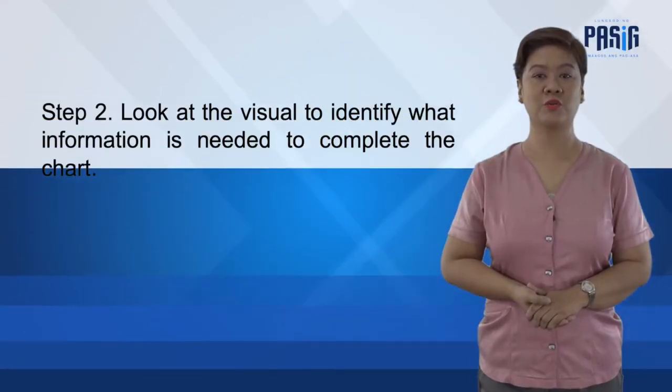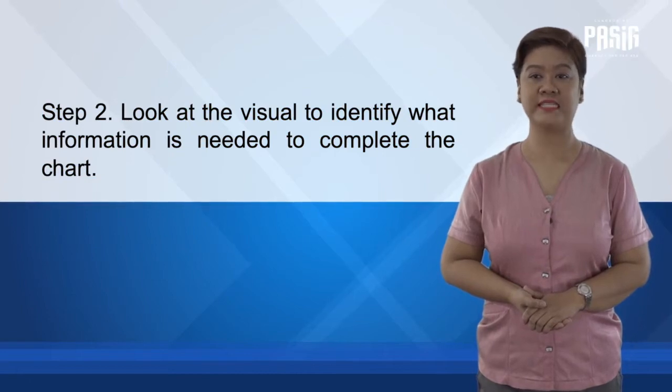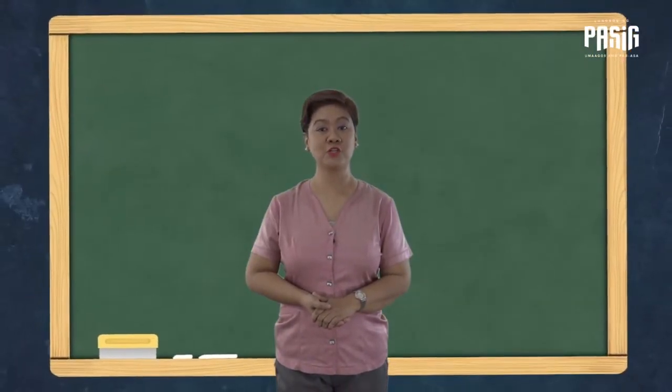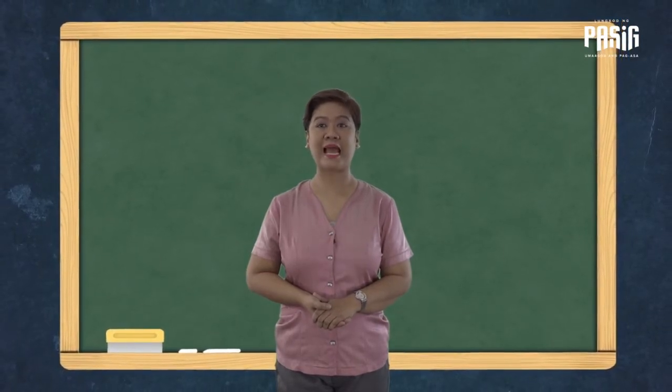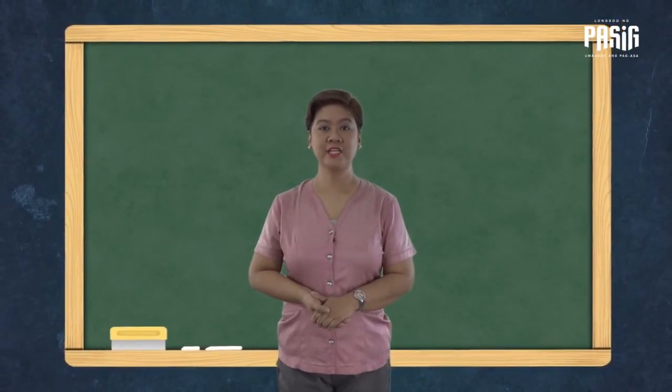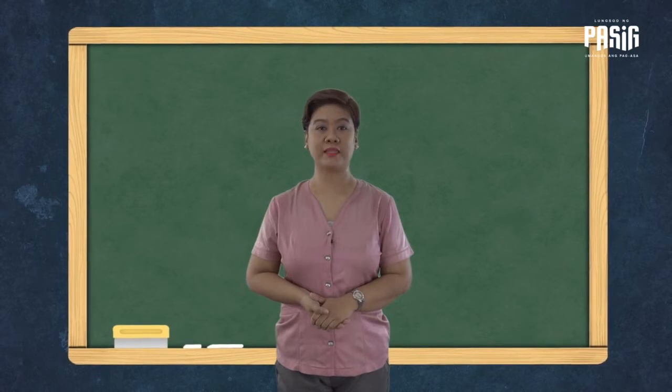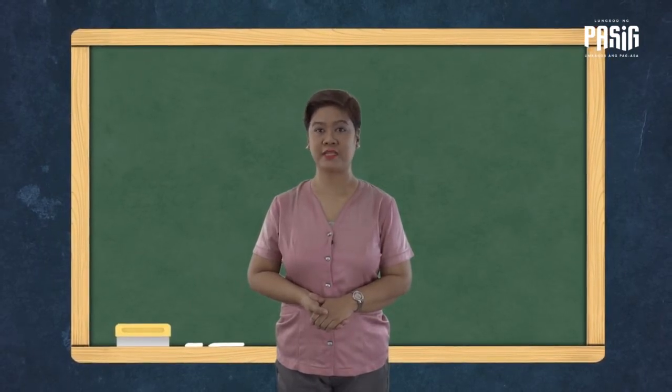Step 2. Look at the visual to identify what information is needed to complete the chart. Study the visual and make sure that you understand what is being asked. The labels provided in the visual will give you an idea what answers are supposed to be written on it.